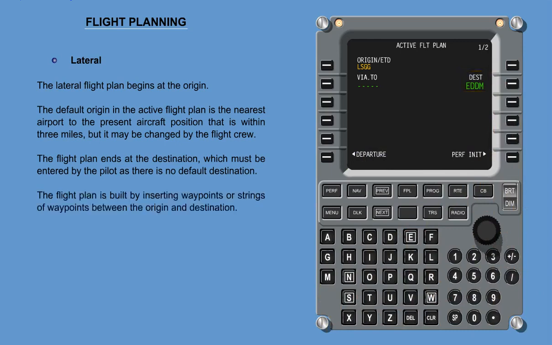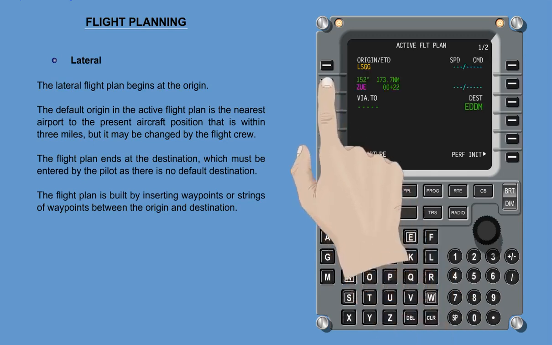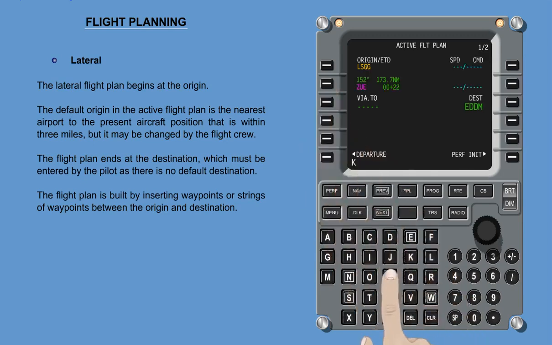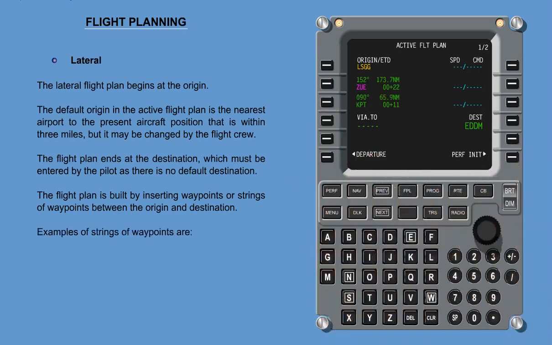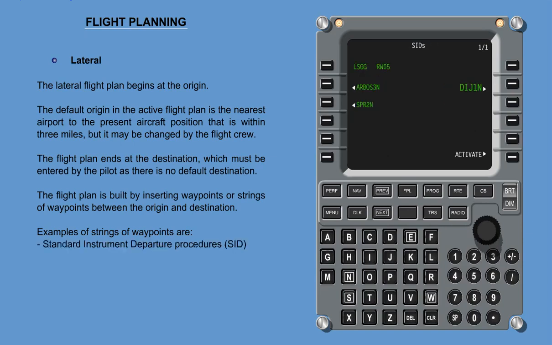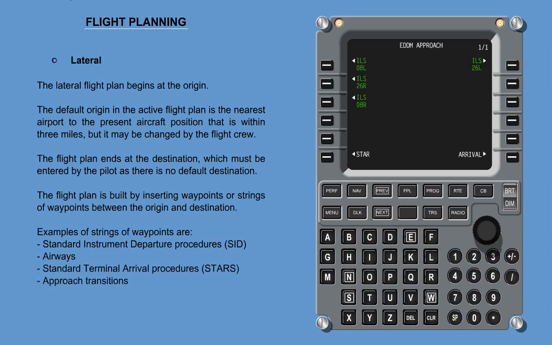The flight plan is built by inserting waypoints or strings of waypoints between the origin and destination. Examples of strings of waypoints are Standard Instrument Departure Procedures, SID, Airways, Standard Terminal Arrival Procedures, STARS, and Approach Transitions.